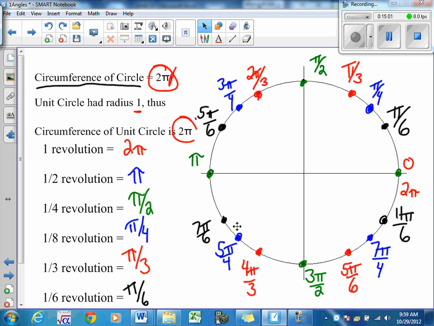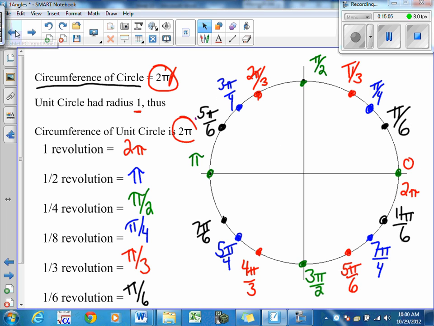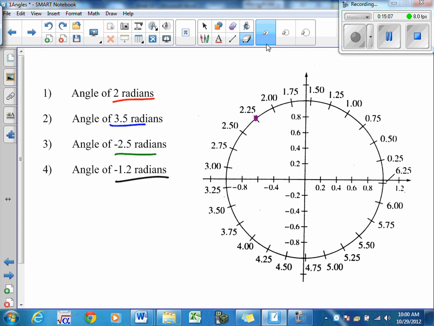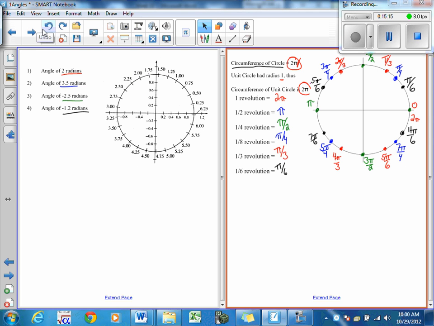Now, as we move on, we want to keep those in mind. Oops, don't want to move it. But we also want to go back and keep these radian measures in mind. If you got out your calculator and looked at it, pi is 3.14. You can see here, 3.25, 3.14 is in the middle.